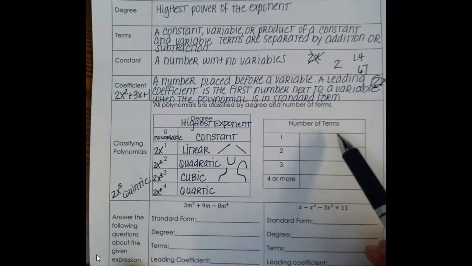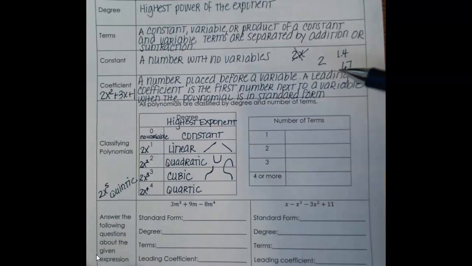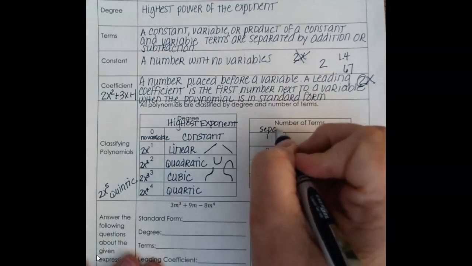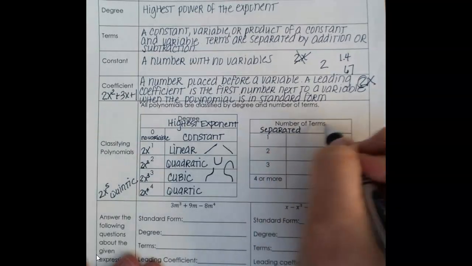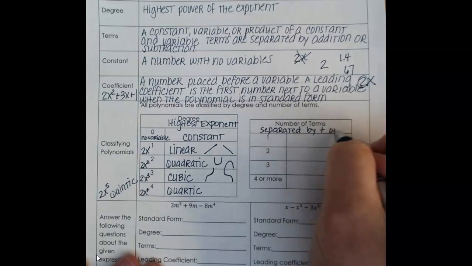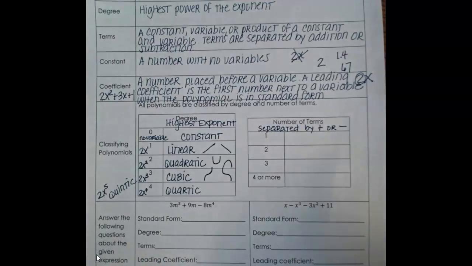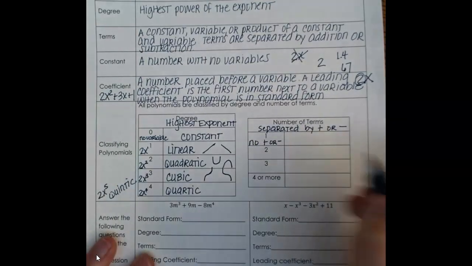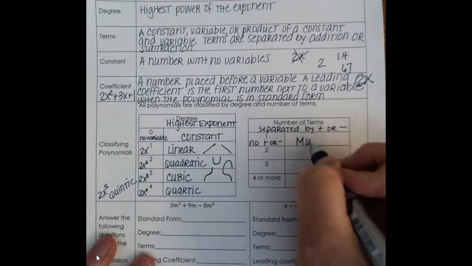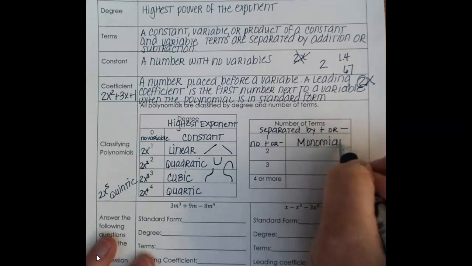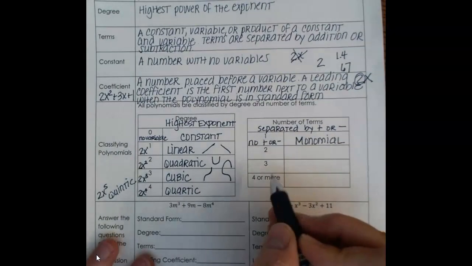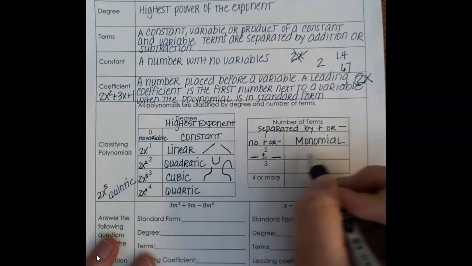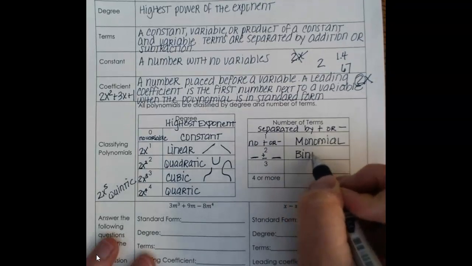We can also name our polynomial based on the number of terms in it. Now remember, terms we talked about up here. Terms are always separated by addition or subtraction. Okay? If there's one term, meaning there's no addition or subtraction, one term is a monomial. If there's two terms, so you have something plus or minus something else, the prefix for two is bi, so this is going to be a binomial.